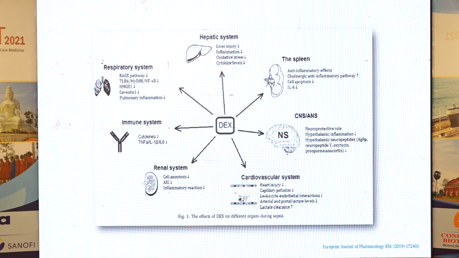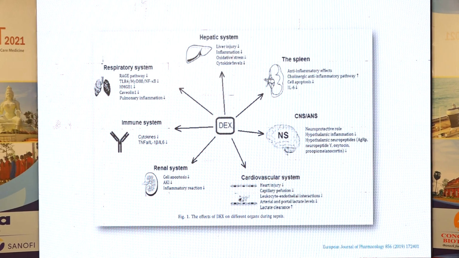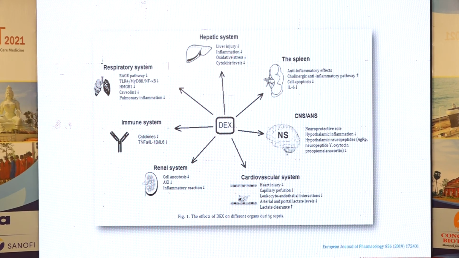But what has also been shown in a large number of animal studies, small human studies, and in a lot of experimental data is that dexmedetomidine, when it's used as an agent for sedation and analgesia, was also shown to have significant anti-inflammatory effects. And these anti-inflammatory effects seem to have certain organ protective impact on the patient.